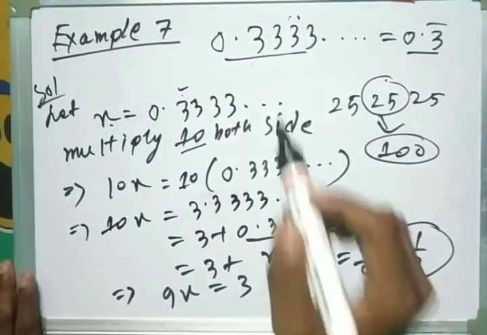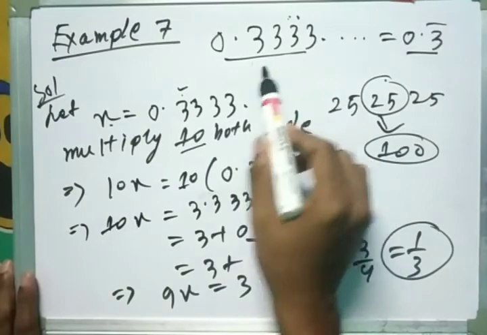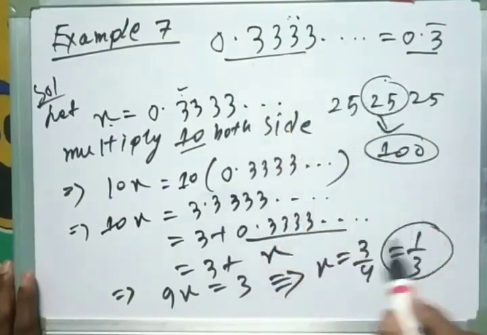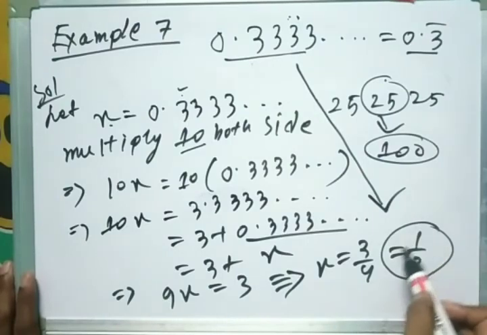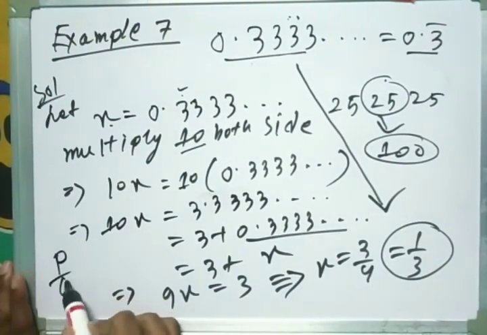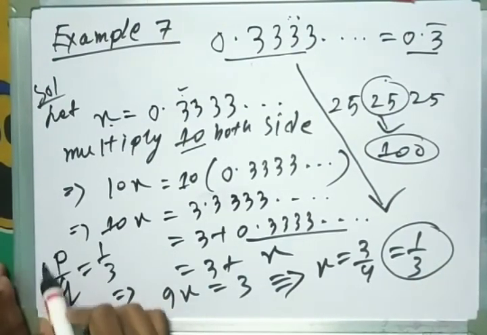So 0.333... can be written in the form of 1 by 3. So p by q equals 1 by 3.